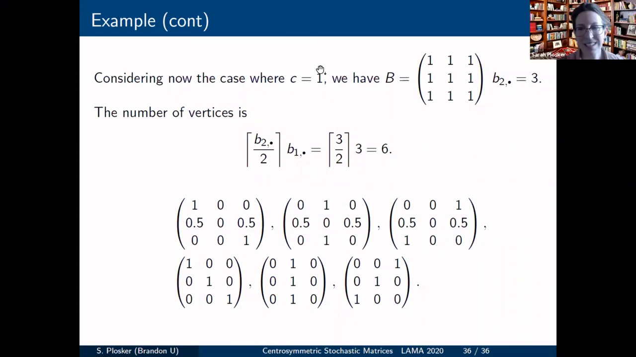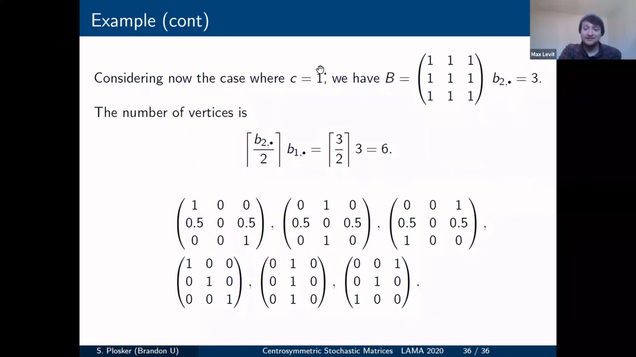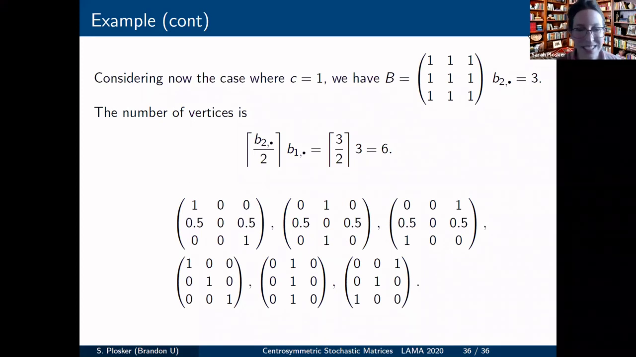And saying centrosymmetric stochastic matrix over and over is just a mouthful. Yeah, I was impressed. I only said it once right at the start, and I thought, oh, wow. Oh, I think there's something in the chat.